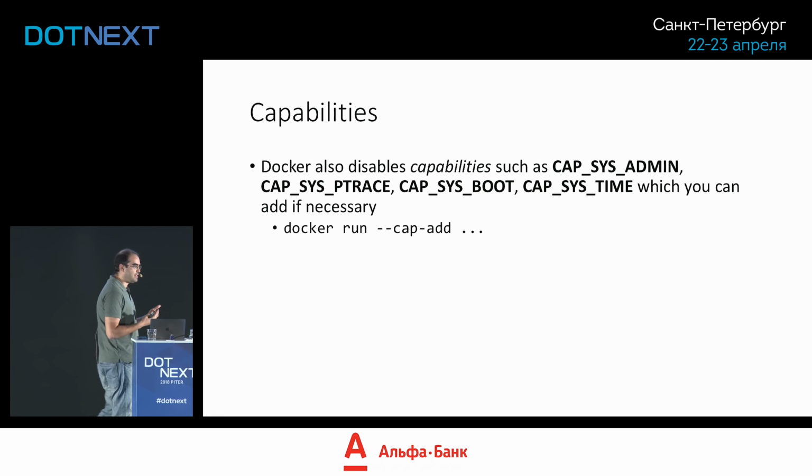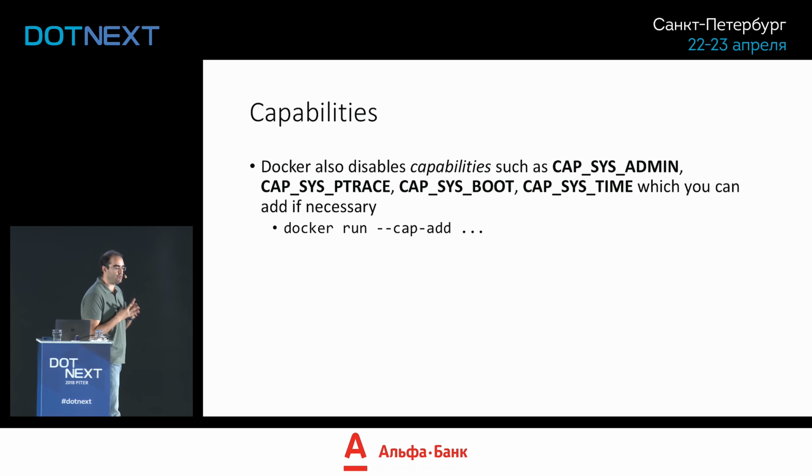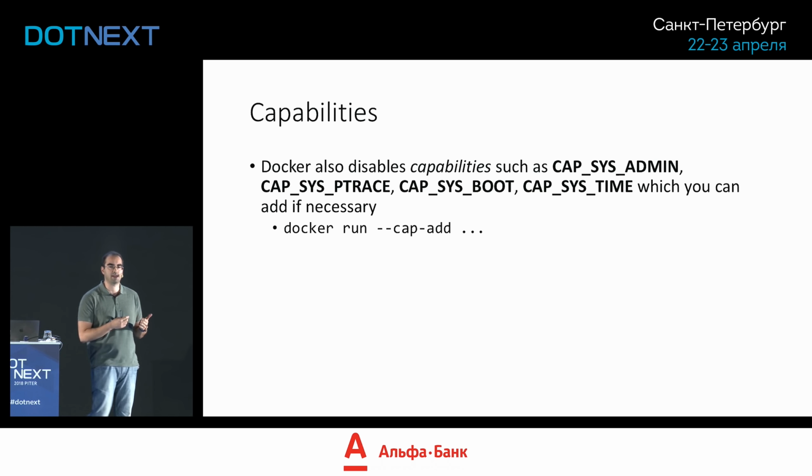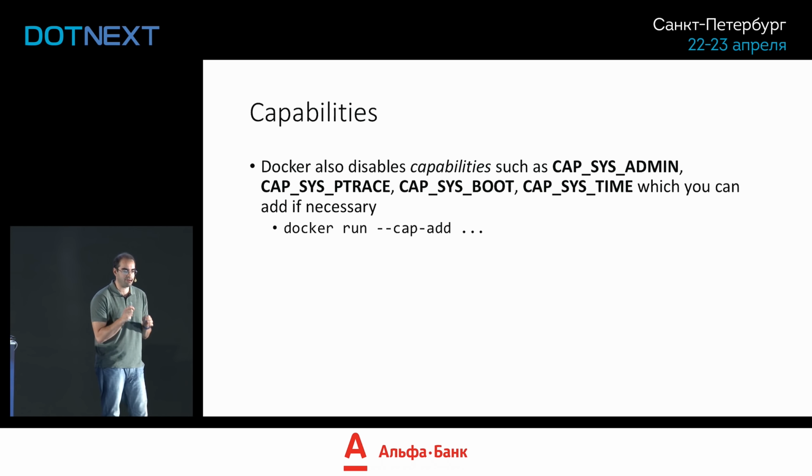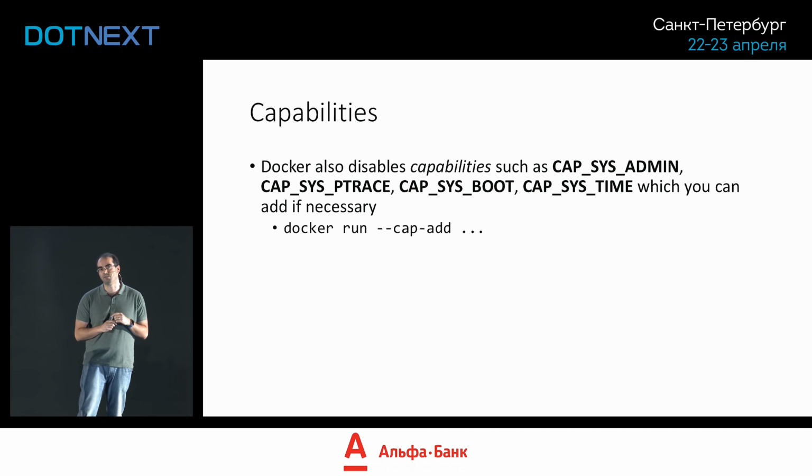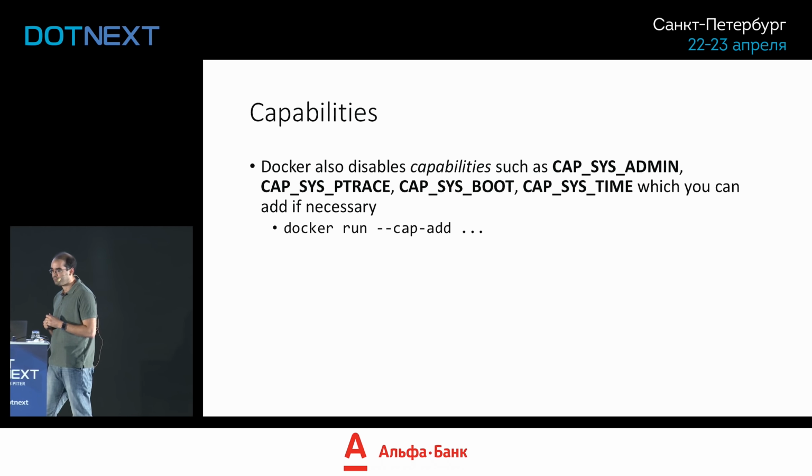So you can add these capabilities back. Again, you don't need privileged to get these capabilities back. Docker has a switch called cap-add, which you can use to just enable the capabilities you require. And your security people will be a lot happier.